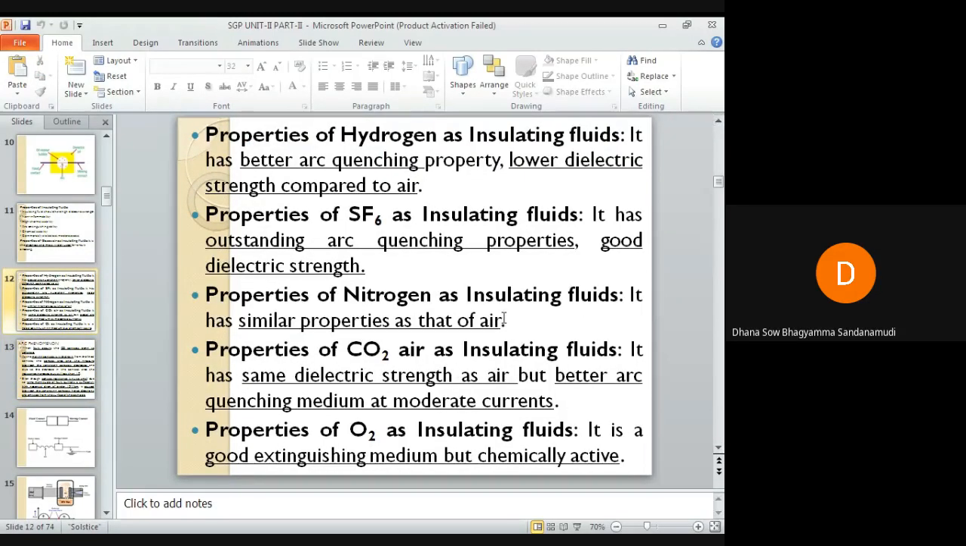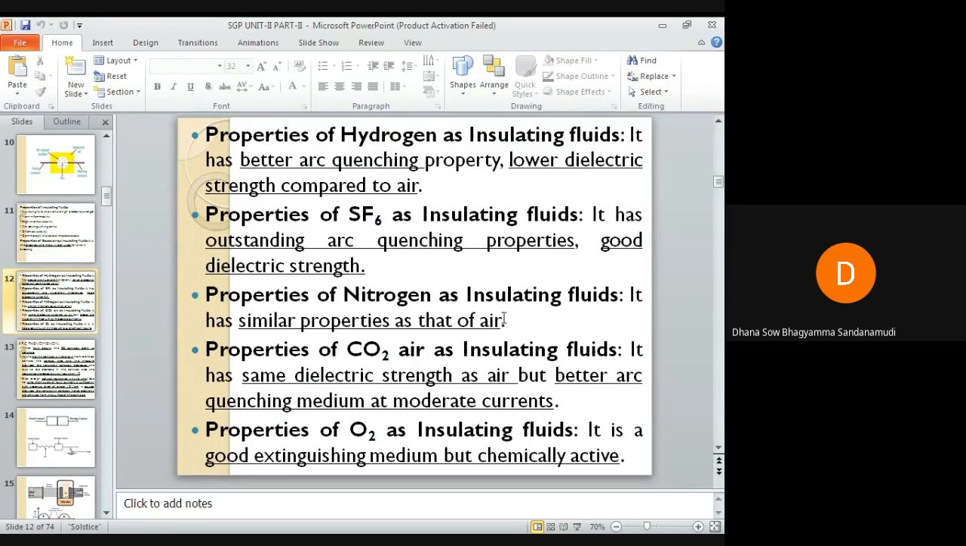Now let us see the properties of hydrogen as an insulating fluid. Hydrogen has better arc quenching property and lower dielectric strength when compared to air. If I am using hydrogen as the arc quenching medium for the circuit breaker, it is observed that it has better arc quenching property, but its dielectric strength is less than air.